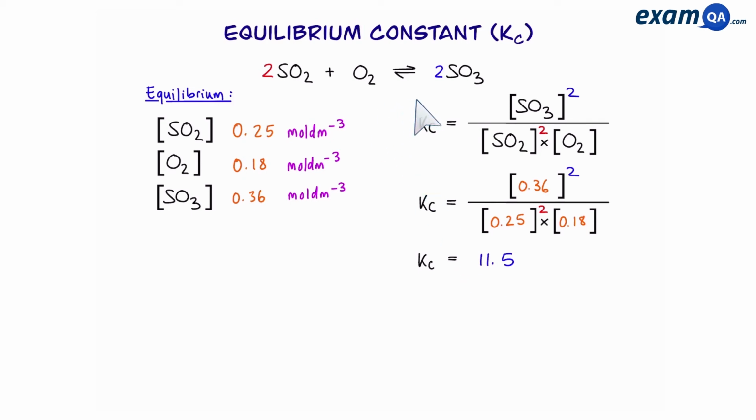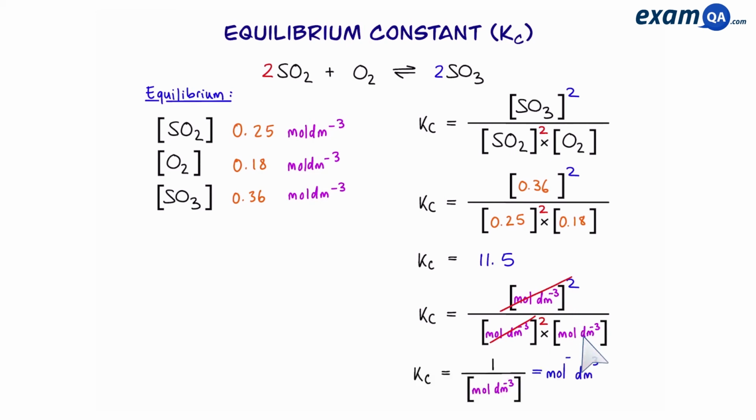As for units, again, we're going to use moles per dm cubed, and we're going to cancel through, which should leave us with 1 over mole per dm cubed. And we're going to bring the bottom part of the equation up, which means we're going to flip the sign on the number. So mole becomes mole minus 1, and dm minus 3 becomes dm cubed.